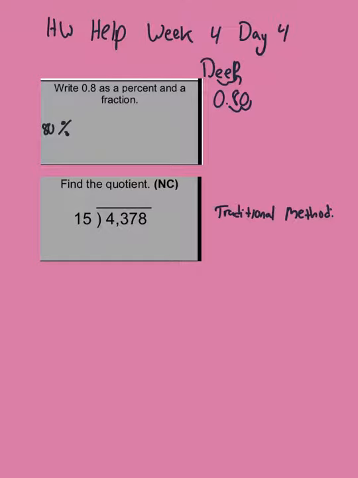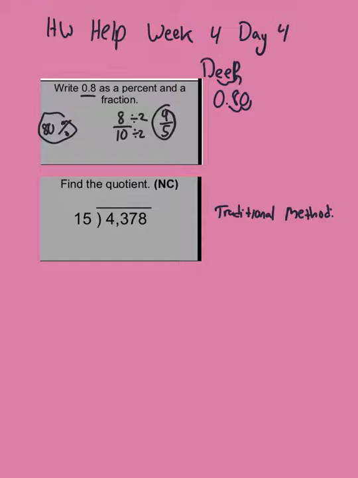Now, as far as changing it to a fraction in simplest form, you do the steps, say it, write it, reduce it. So I'm going to start by saying this as 8/10. And I'm going to write it as 8/10. And I'm going to reduce it by dividing by 2 to 4/5. That's it. Now, let's go down to the division problem.